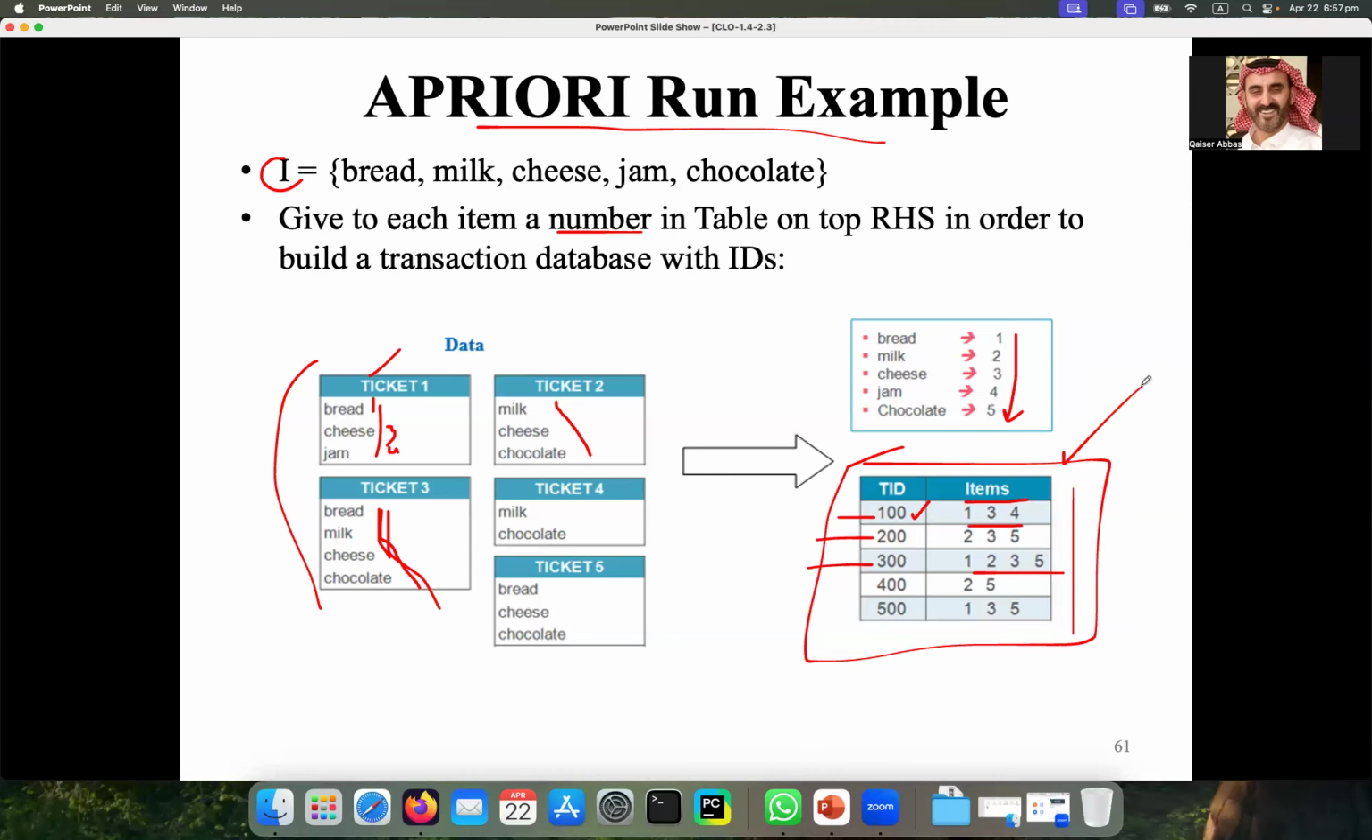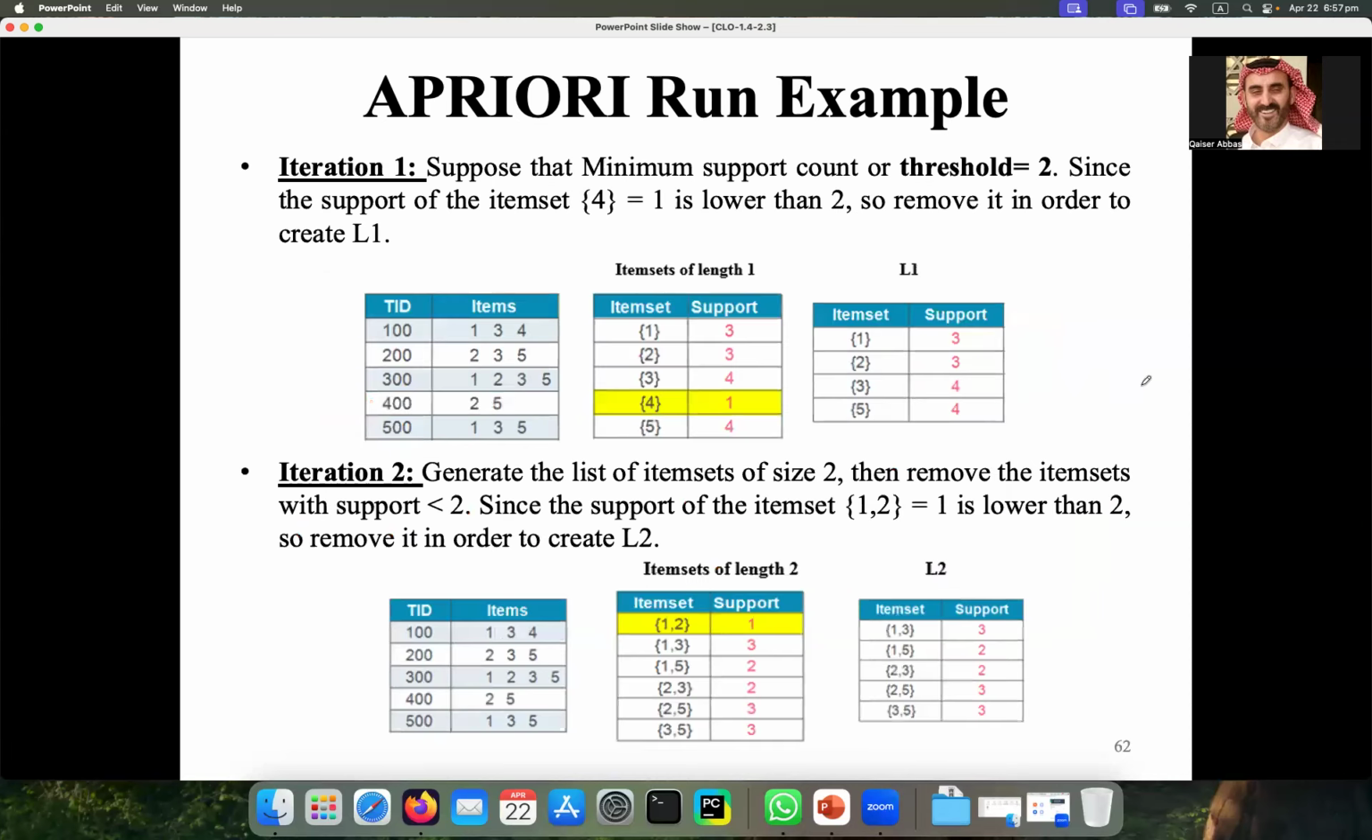We will now use this data set. We will run the Apriori algorithm over this data set. Let's see iteration number one of the algorithm. What was the first step? We will create list L1, which will contain single items, with the count.